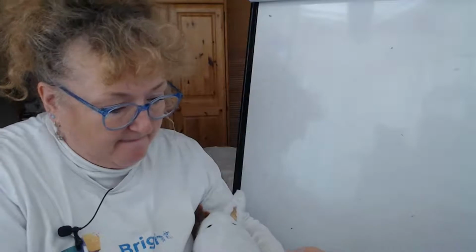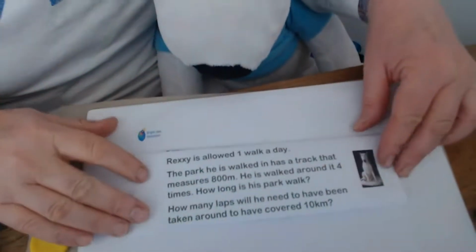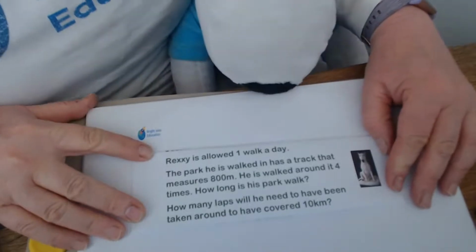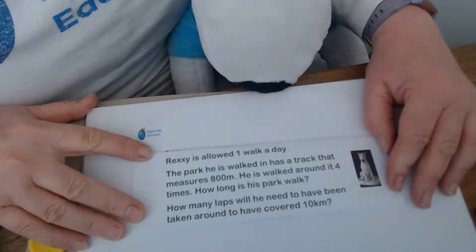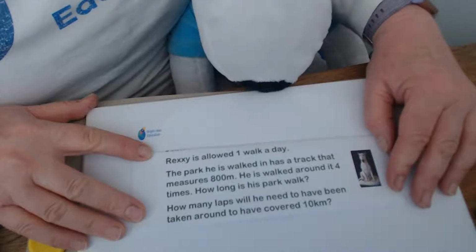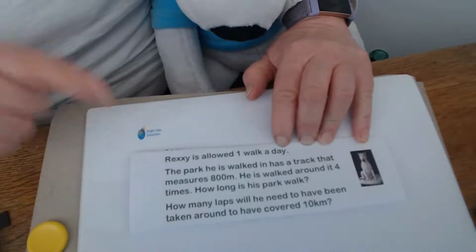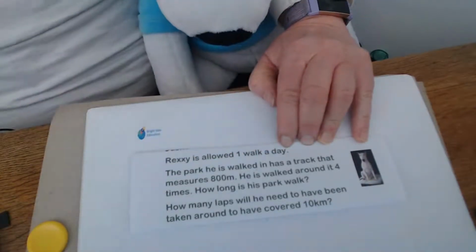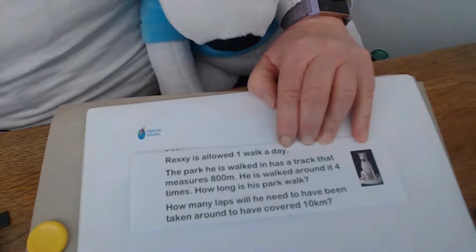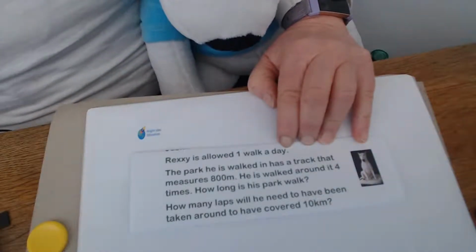I'm just going to fold them over so we can focus on one question. Yes, a question about you, Rexy. Let's drop down. Rexy's having a read. Maybe you'll get it. Okay. There's the question. Rexy is allowed 1 walk a day. The park he has walked in has a track that measures 800 meters. He has walked around it 4 times. How long is his park walk?